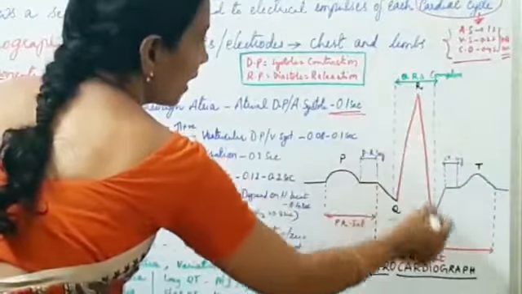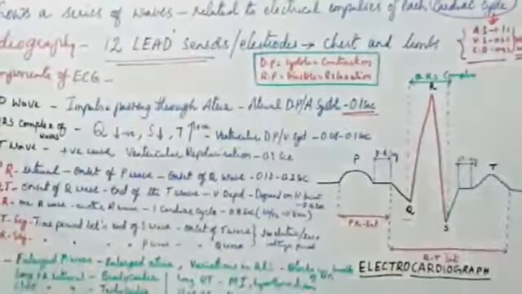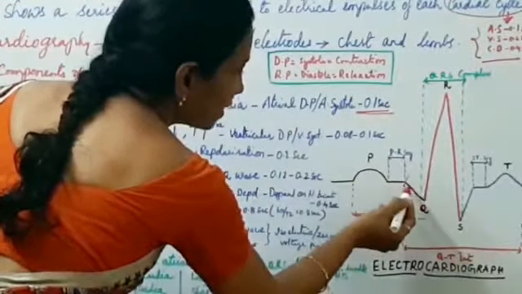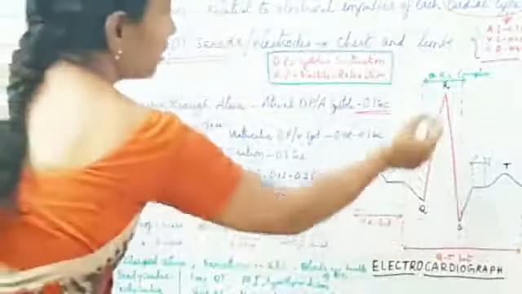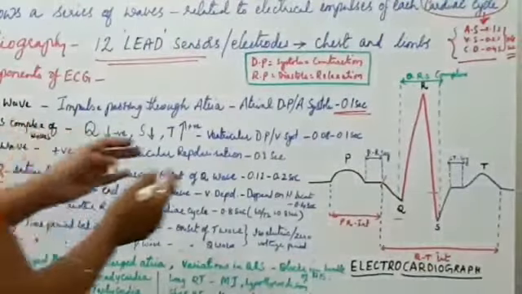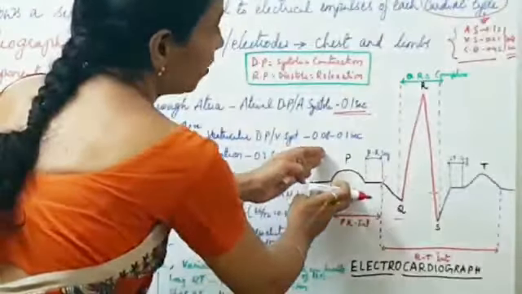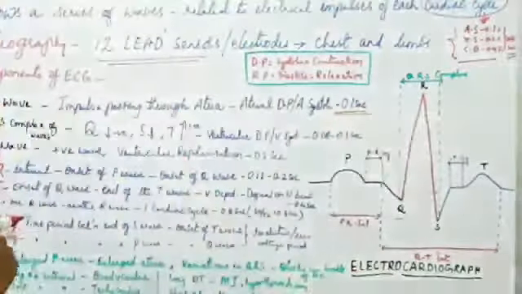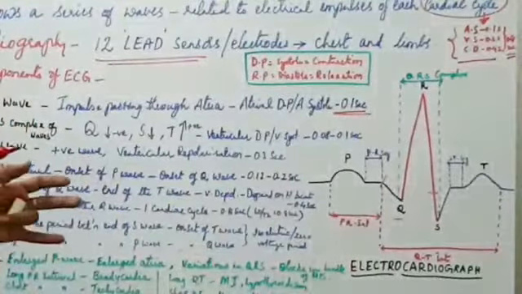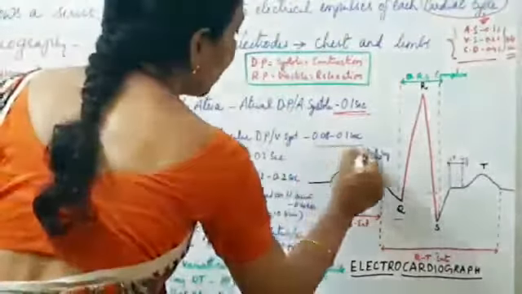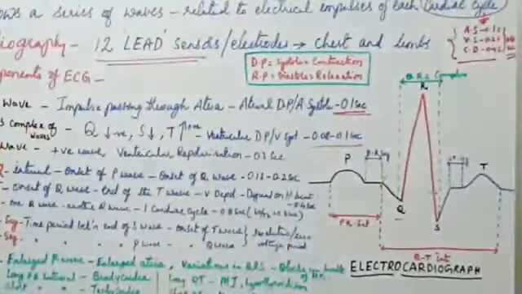Come to the QRS complex of waves. This Q, R and S is formed as a complex of waves. The Q wave starts from here. This is a small negative wave. The R wave is a tall positive wave. And from here, S is again a small negative wave. When depolarization passes from atria to ventricles, the ventricles also get depolarized. So it is called ventricular depolarization or ventricular systole. It takes 0.08 to 0.1 seconds.